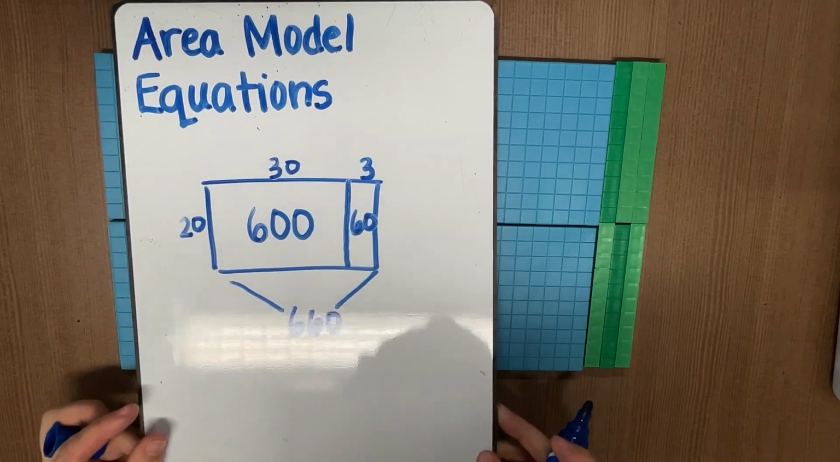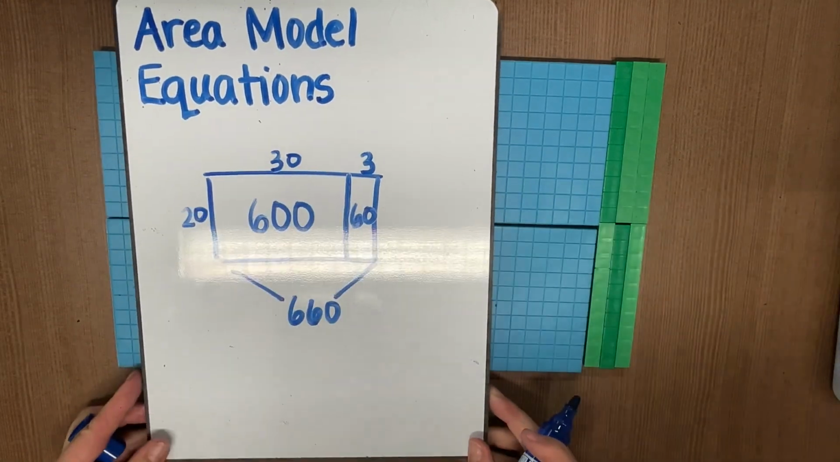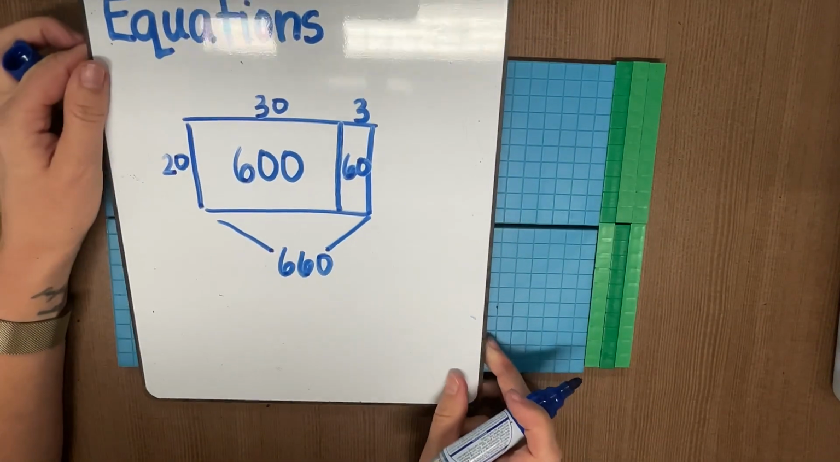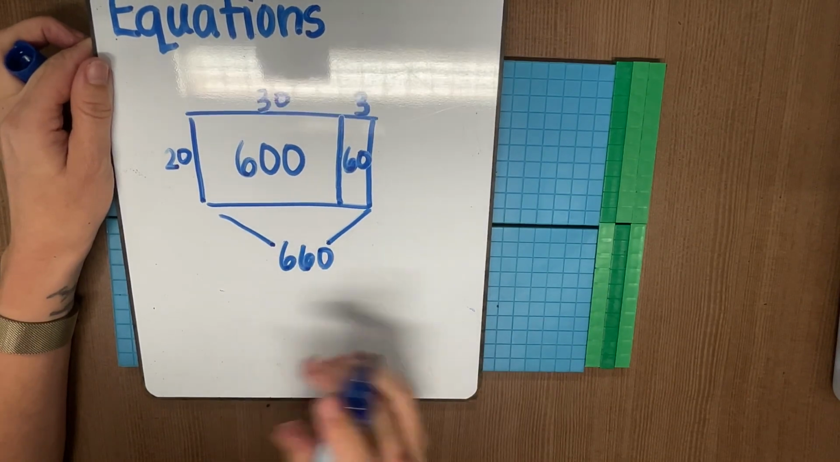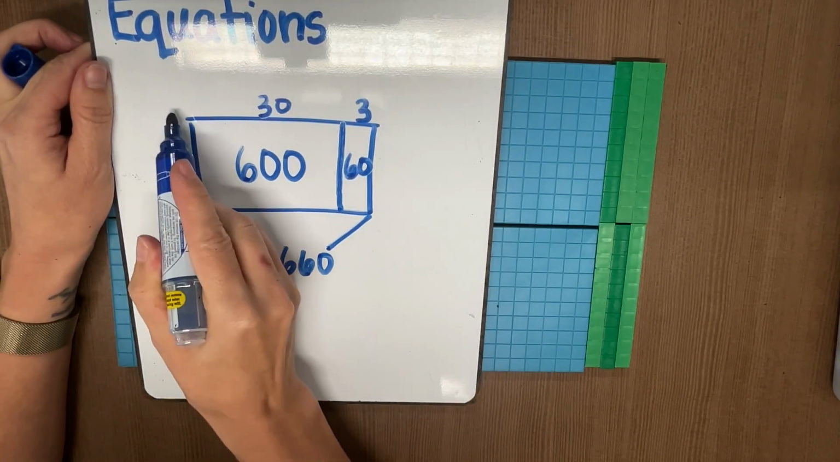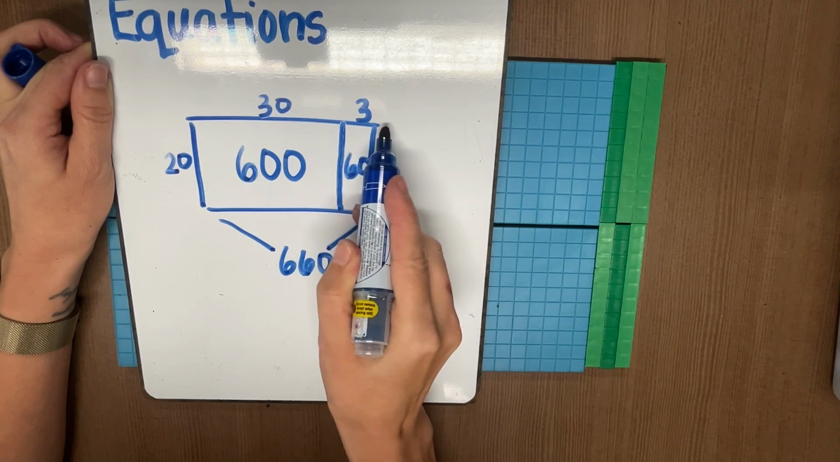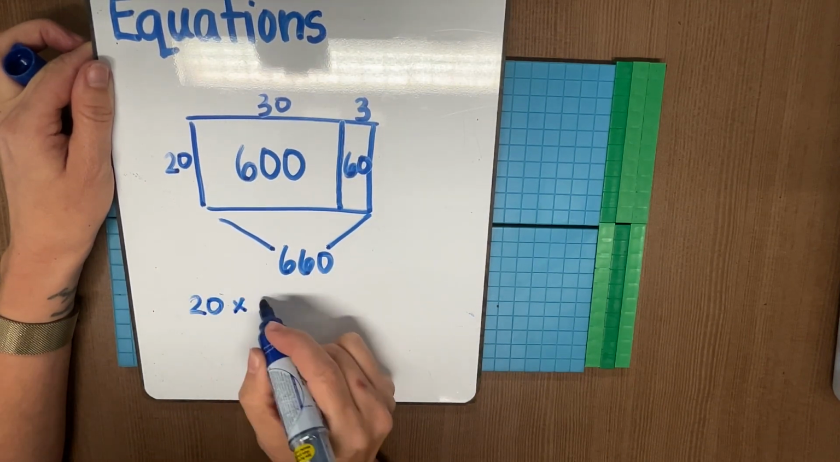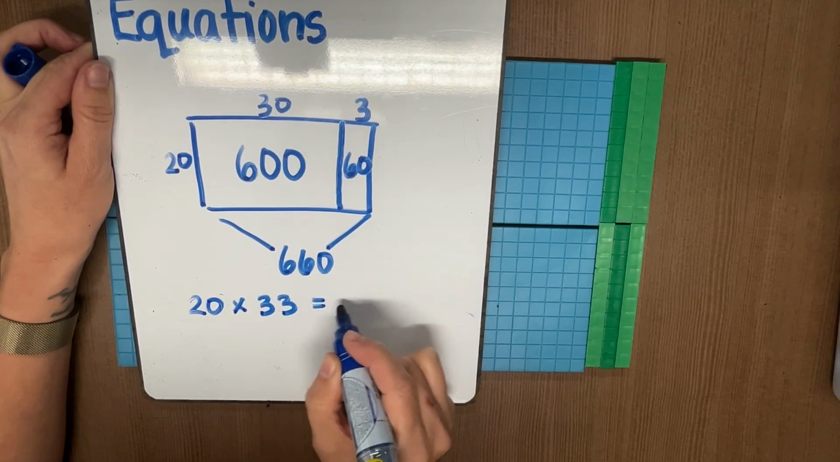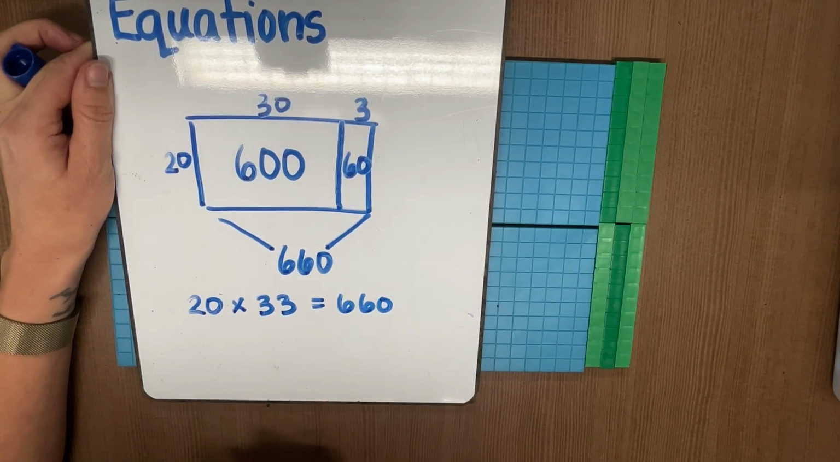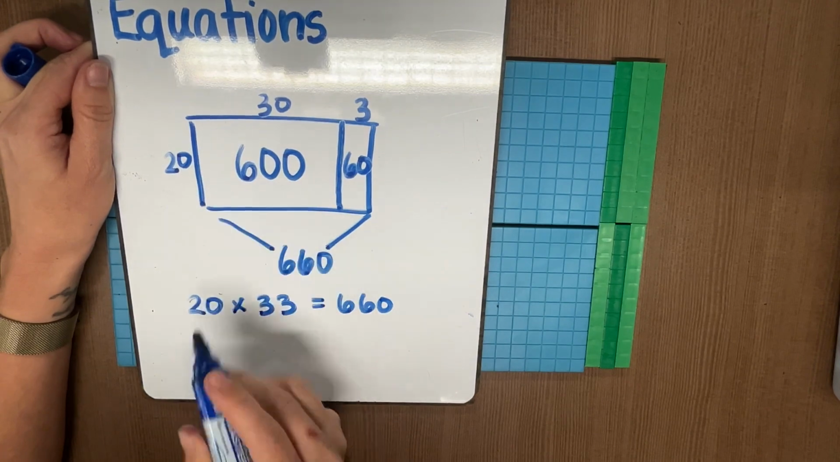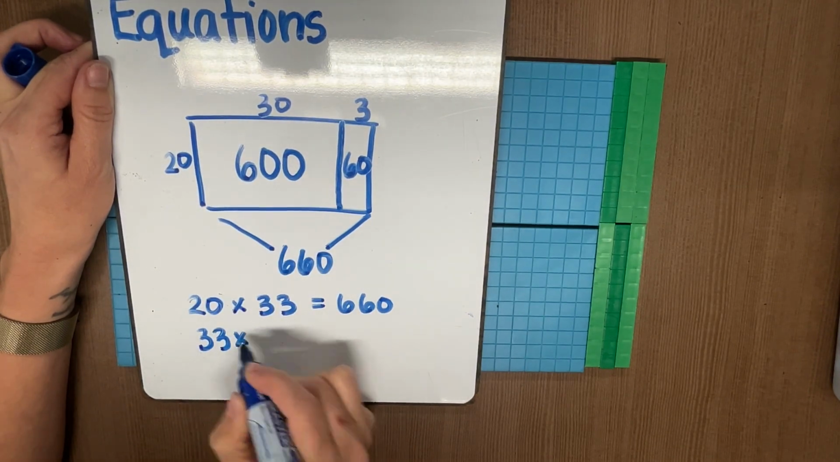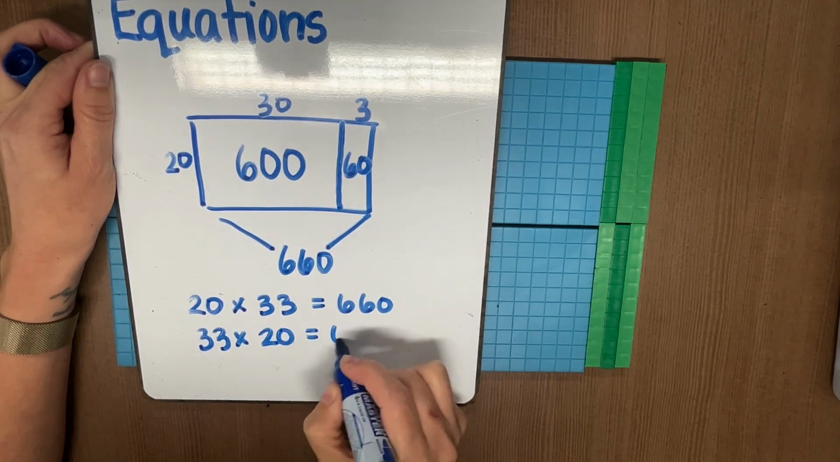Let's check this with some equations. What equations would match it? Well, I have 20 times 33 is 660. 20 times 33 is 660. Or 33 times 20 is 660.